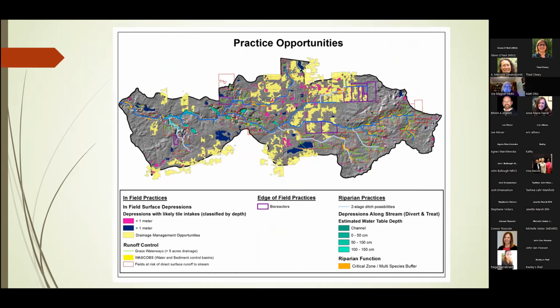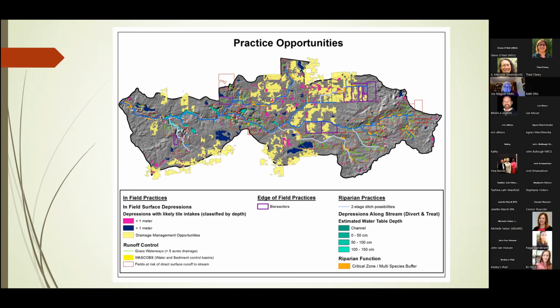And this is the work of Sarah Porter. Sarah really was the one that developed the ACPF for Beargrass Creek and came up with a range of practices that could be applied. And in a sense, this was our template to bring out to landowners and begin to have conversations.